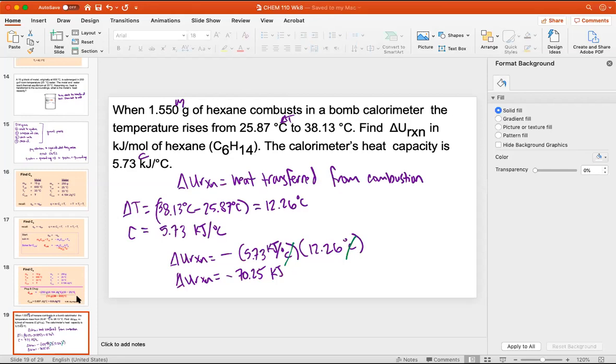Notice the units for heat capacity here are kilojoules per degree Celsius. And then I'm going to substitute both of those in. And remember, because I'm transferring from my reaction to my bomb calorimeter, I want to make sure that I use this negative sign. That's going to be important because that tells me that this reaction is giving off heat, which makes sense because if I'm doing combustion, one of my products should be heat.